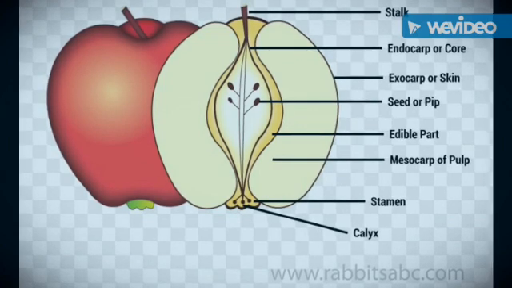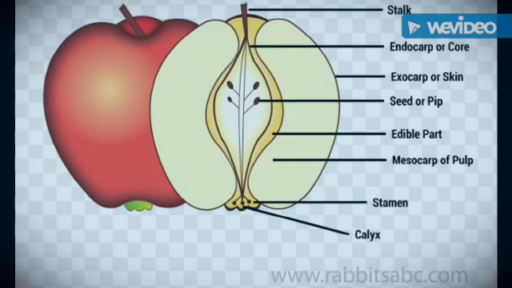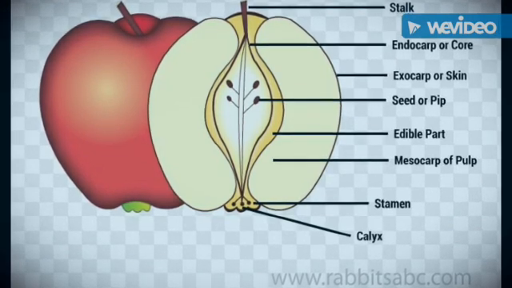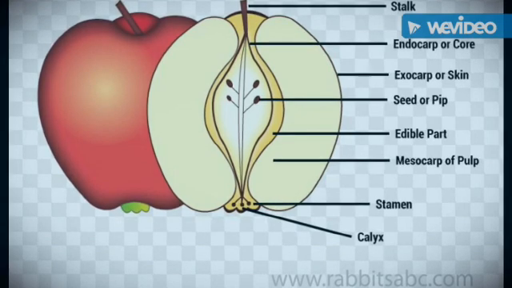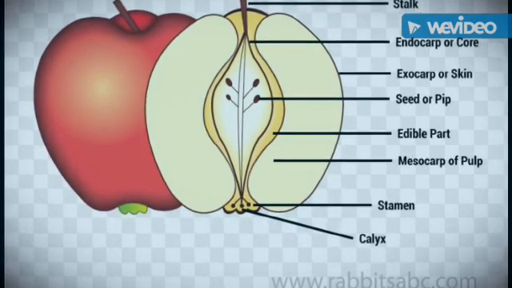These are the seeds present in apple. You must have seen. In the upper you can see stalk and in the lower you can see calyx, stamen, and every part which is present in the flower also. Exocarp you can see is the skin. Endocarp you can see is the core which protects the seed as I have told you, and stamen and calyx as you can see.